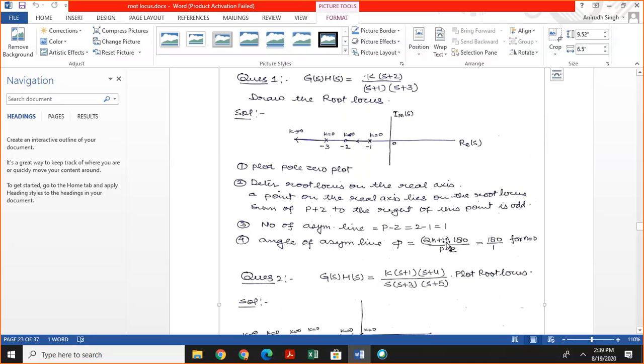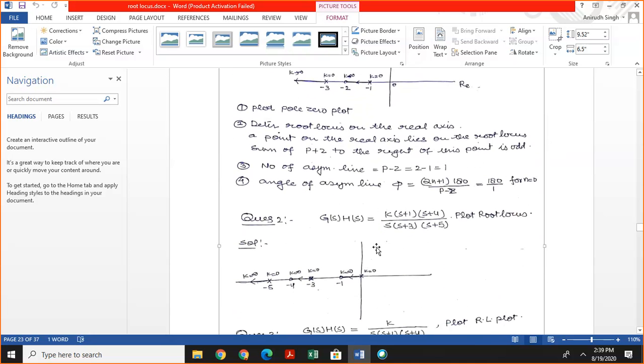And here the angle of the asymptotic line is given by (2n plus 1) times 180 divided by (P minus Z). The value of n goes up to P minus Z minus 1, which is 2 minus 1 minus 1. It means n is equal to 0, and in this case the angle of the asymptote is 180. Next question.